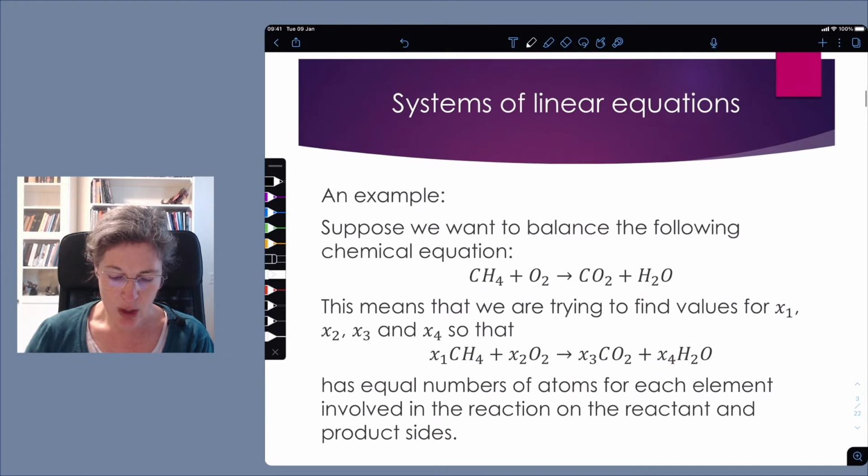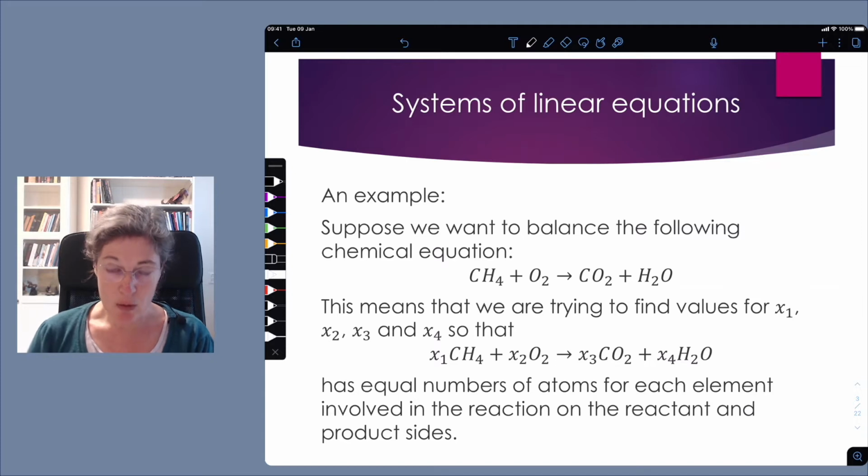Okay, so you might wonder, where do they crop up? Well, here's an example from chemistry. So suppose we want to balance the following chemical equation. And full disclosure here, I'm not a chemist. I hope I get this right. If I get it wrong, just send me an email and I'll fix things.